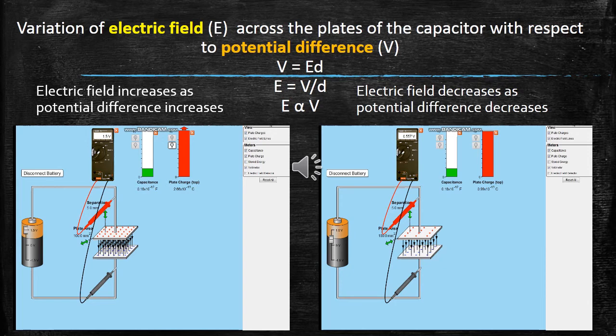So finally we can write it as E is directly proportional to V. That is, electric field is directly proportional to V. The meaning is, when V is increased, E will also increase. When V is decreased, E will also decrease. Let us see the two simulations one by one.